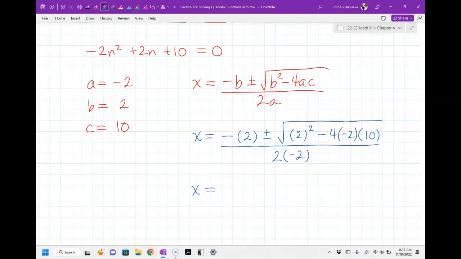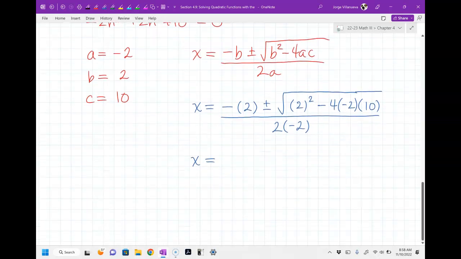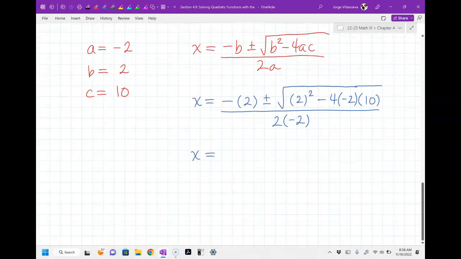By the way, there are websites where you can search for solving quadratic functions using the quadratic formula, and you just put in your ABC and it can solve it for you. I wouldn't tell you to use that to find all your answers, but at least you can go there to check your answers and see that you got it right. You guys have so much at your disposal, so use it.